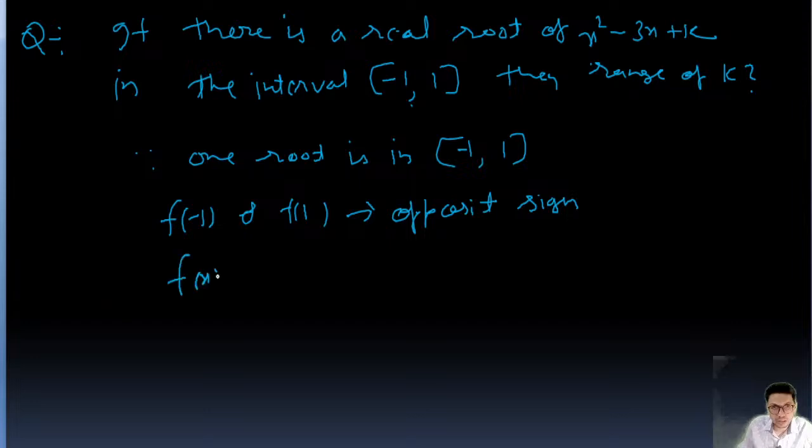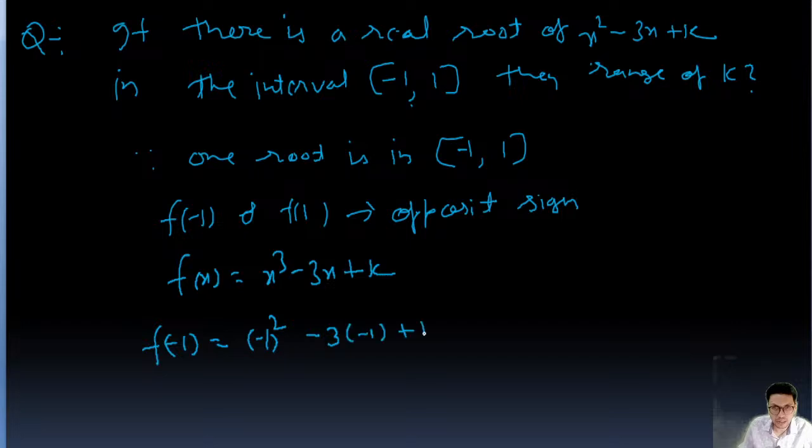f(x) is given, that is x cube minus 3x plus k. Okay, so now we'll find f(-1). f(-1) is going to be (-1) cube minus 3 into minus 1 plus k. Okay, so this value is going to be minus 1 plus 3 plus k. So f(-1) value is going to be k plus 4.